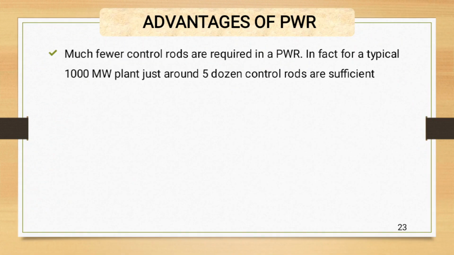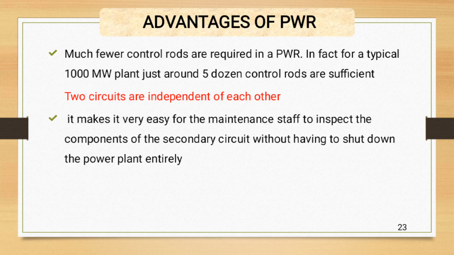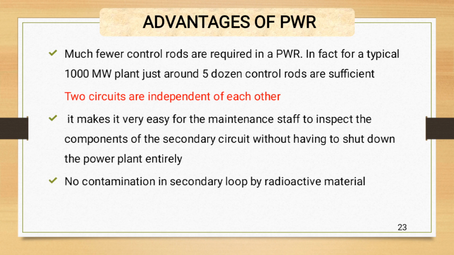An advantage of the pressurized water reactor is that much fewer control rods are required. In fact, for a typical 1000 megawatt plant, just around five dozen control rods are sufficient. The two circuits are independent of each other, the primary loop and secondary loop. This makes it very easy for the maintenance staff to inspect the components of the secondary circuit without having to shut down the power plant entirely. There is no contamination in the secondary loop by radioactive material.